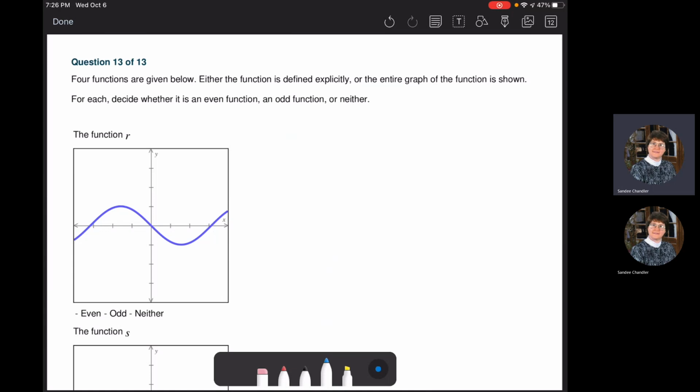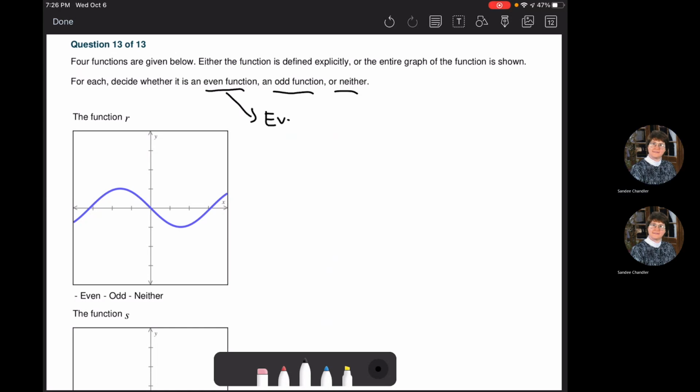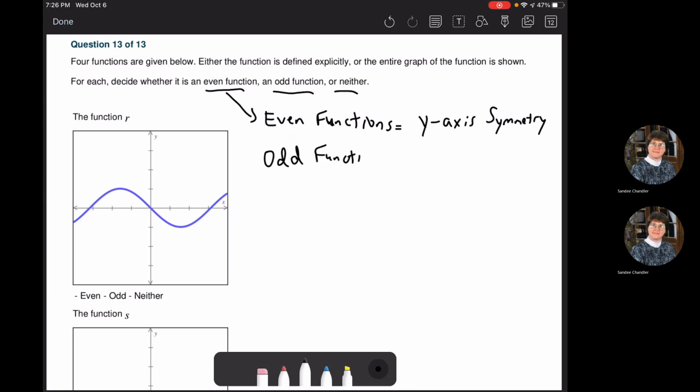Four functions are given below. Either the function is defined explicitly or the entire graph of the function is shown. For each, decide whether it's an even function, odd function, or neither. Remember that stuff about symmetry? It's back. Even functions are the same as y-axis symmetry. And odd functions are the same as origin symmetry.